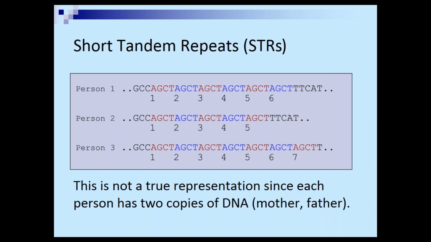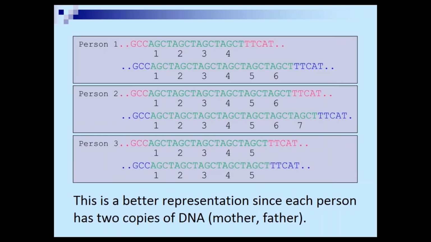So again, this is what we showed in the previous lecture. Person 1, 2, and 3, they all have AGCT, but it's repeated a different number of times. But now we need to start thinking about what the actual representation of a person is going to be. Person number 1 is not just going to have AGCT repeated 6 times in their DNA, because in every single cell, they have a copy of DNA from their mother and a copy of DNA from their father. So this is actually a more accurate representation.